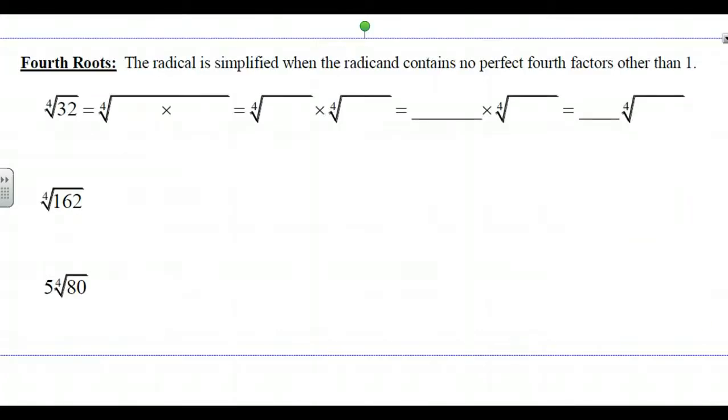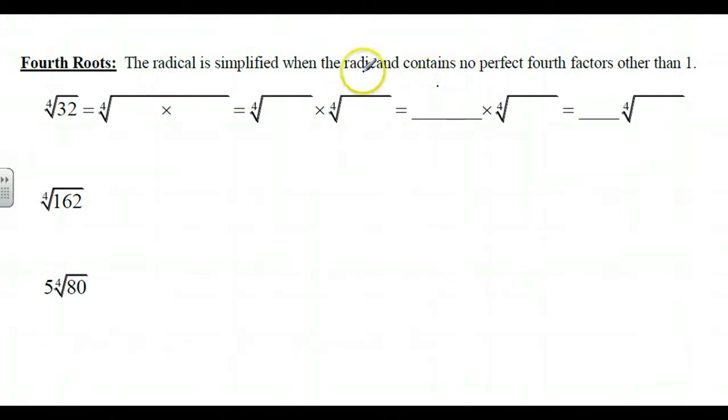Fourth roots, one moment please. Okay, the radical is simplified when the radicand contains no perfect fourth factors. So think about fourth powers, right? 1 to the fourth is 1. You're not using that. 2 to the fourth is 16. 3 to the fourth is 81. None of our numbers are that big, so we're just going to go with these numbers. 4 to the fourth is 256, and so on, right? You're going to get into pretty big numbers.